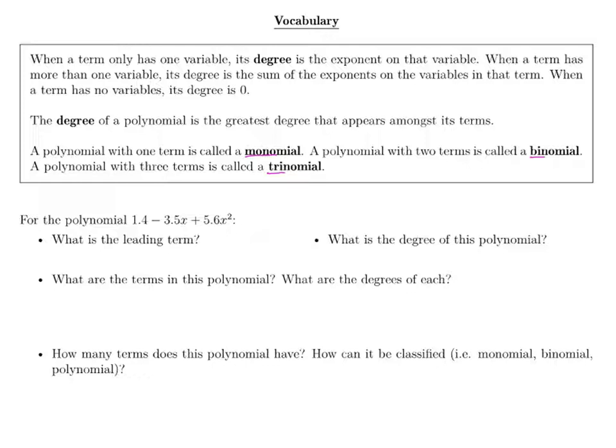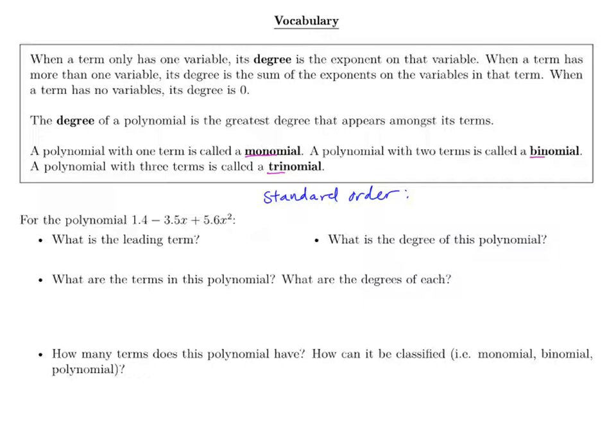So the polynomial 1.4 minus 3.5x plus 5.6x squared is what we'll look at. The first thing that we want to note is that in general, the standard ordering that we write a polynomial in is what's called descending order. So if we put this in the standard order, that means that the term with the highest degree is going to go first.